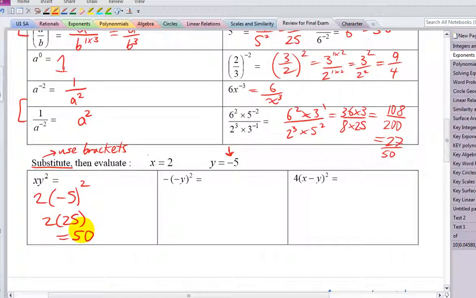$50 for the first one. Negative 25 for the second one. Okay. Correct the first two.